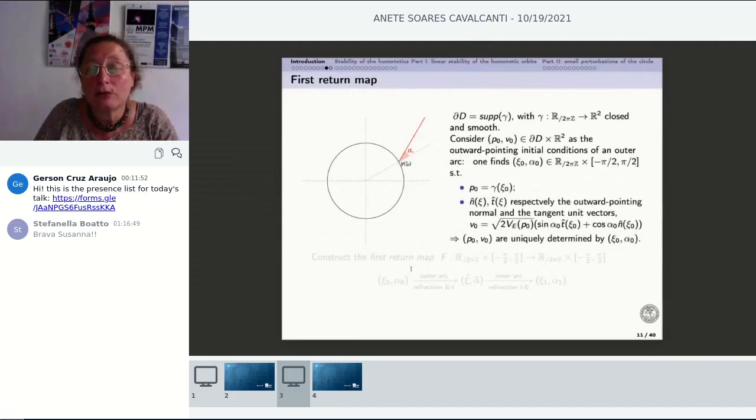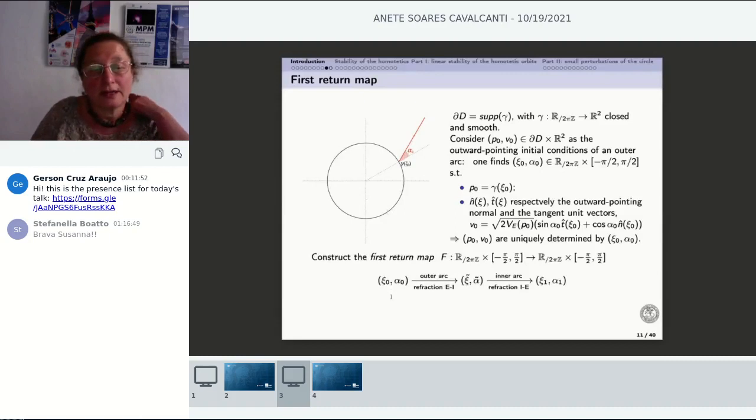So now what we do, consider our boundary, which is now a circle, it has no reason of being a circle, which has a parametrization, and points in this boundary are then the images of a certain gamma parametrization, gamma of xi, and then we consider as angles alpha zero the initial velocity.